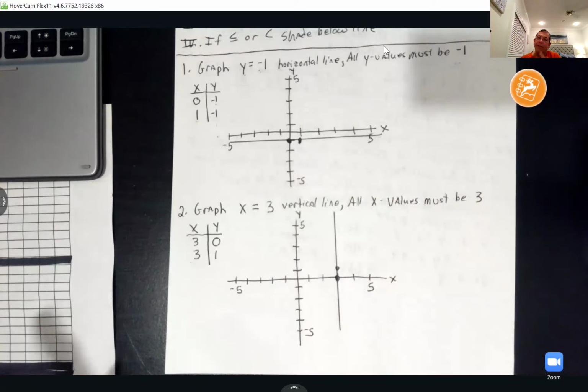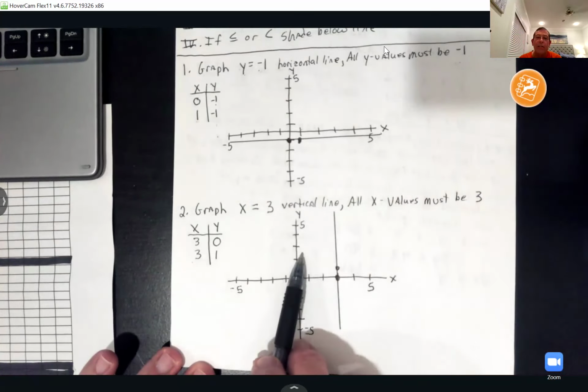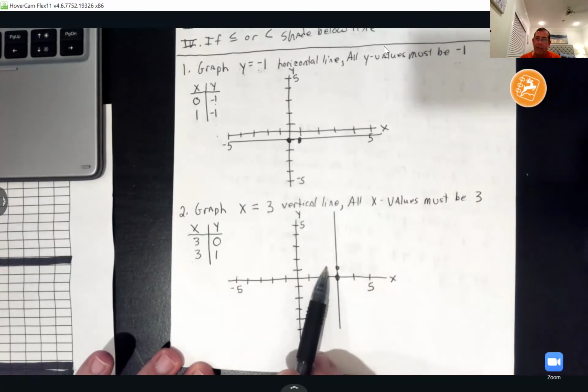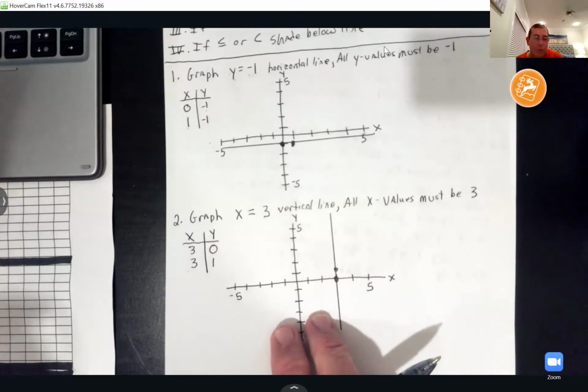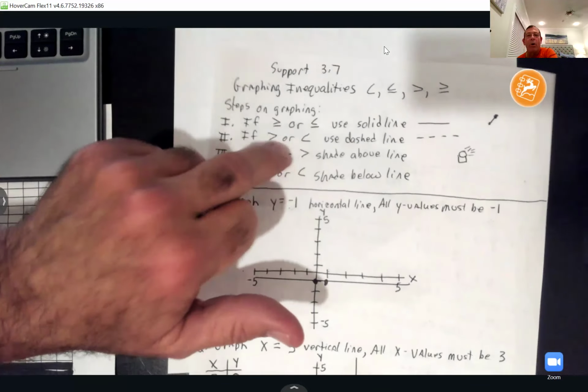All right, so like I said, the first 2 are just getting you good at drawing these special lines here, okay? So now, let's start some of these inequalities I just gave you the rules for.